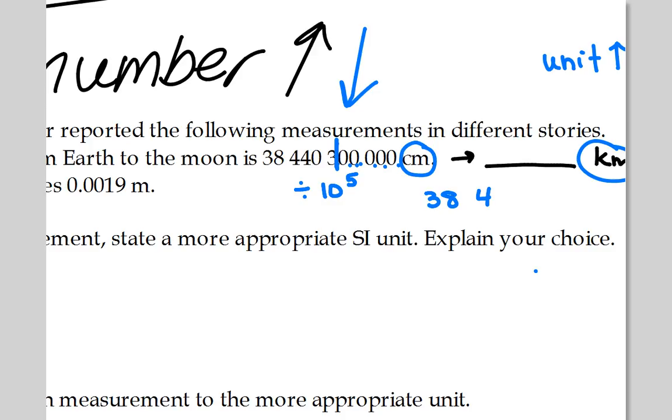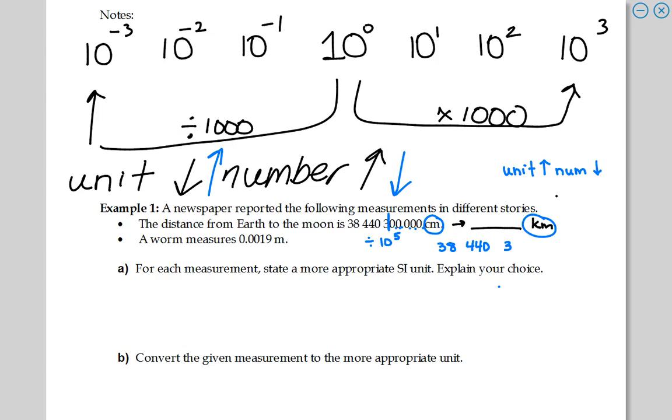So you have 38, you got a 440, and then you got a 3. That's really weird. So let's make that a little bit sexier. 384,403 kilometers. That's what we're looking for. Interesting fact, you could fit every planet in our solar system in that distance. It's pretty cool.